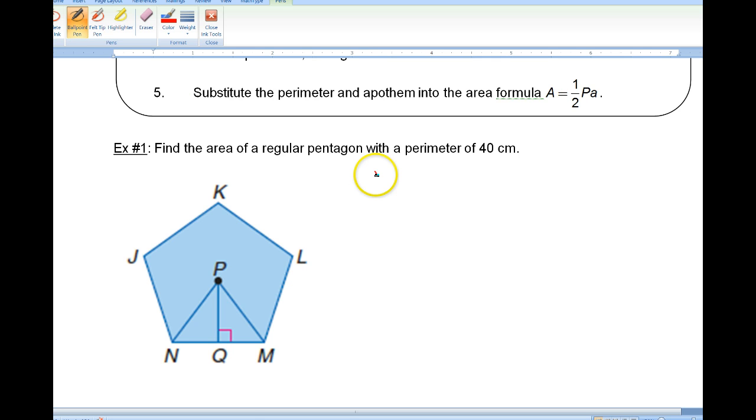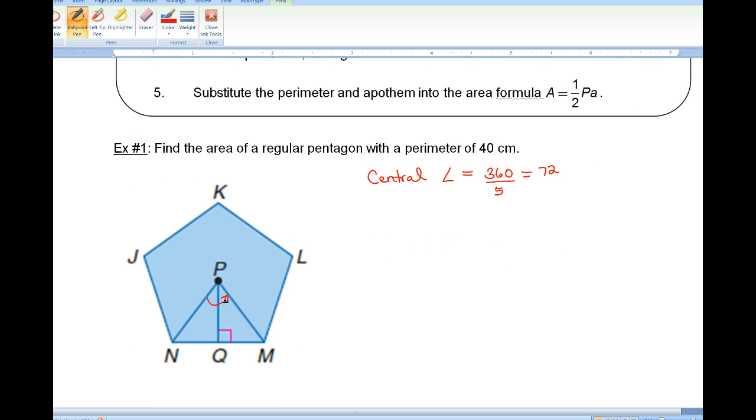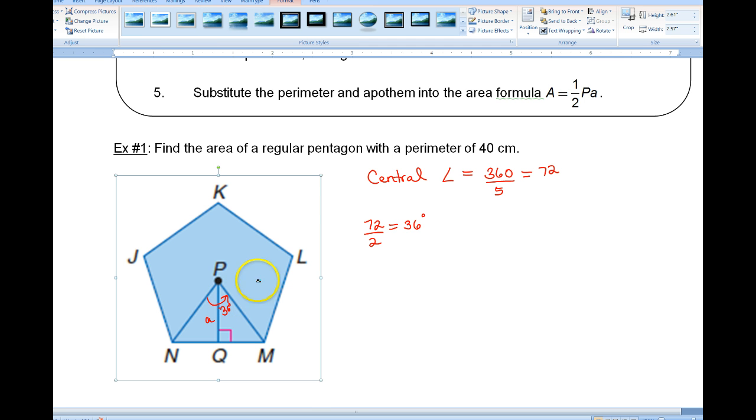So the central angle here, notice I gave you a pentagon again, so if you don't remember, it's 360 divided by the number of sides. So we get 72. So that means this angle here, angle NPM, is 72. So that's just step 1, figuring out the central angle. Step 2, draw the apothem and bisect the central angle. Well, the apothem is already drawn. What would be half of that angle? 36 degrees. So right in here is 36 degrees. Can we see that?